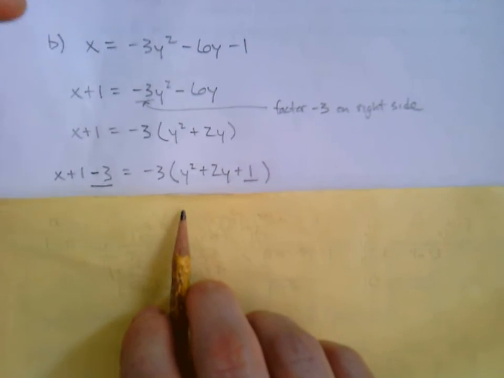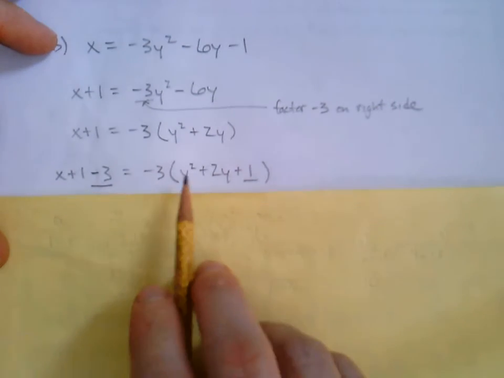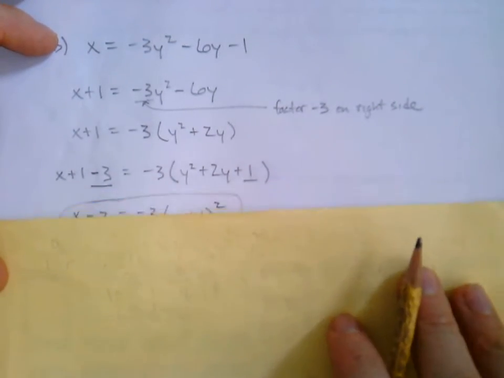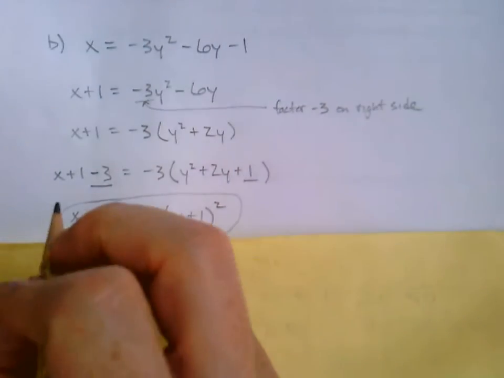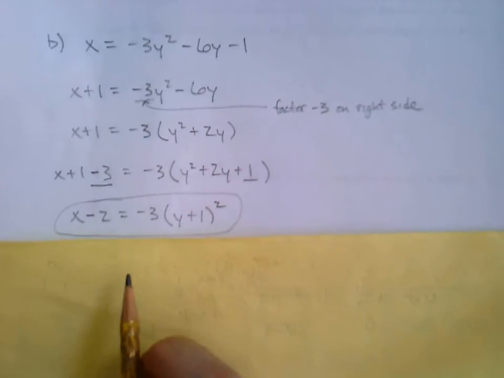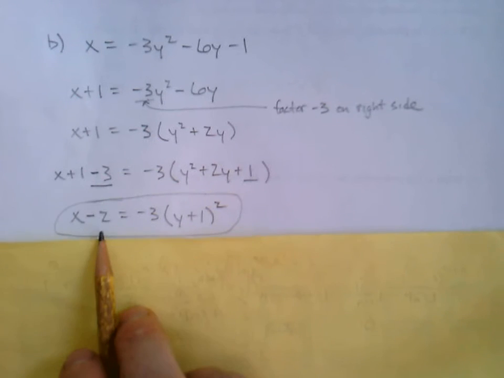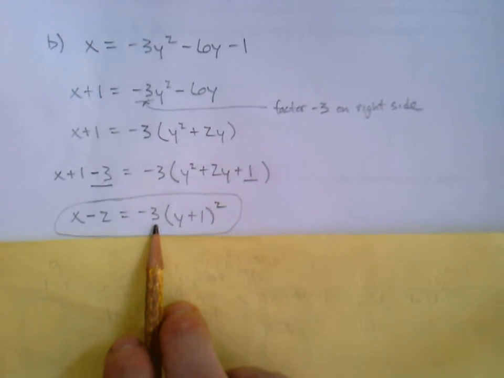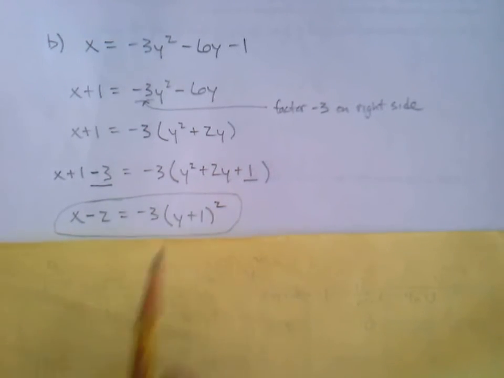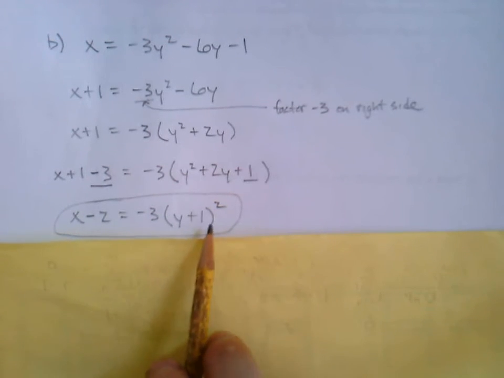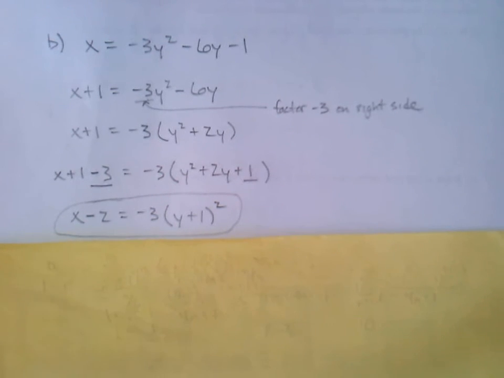All right, now let's clean it up. We're only a step away. We'll simplify here. We will factor this. Since we've done this now many times already, let's just go for it. Hey, we've got x minus 2 on this side, and we've got negative 3 times y plus 1 quantity squared, and that is our standard form. Okay, that's pretty cool.